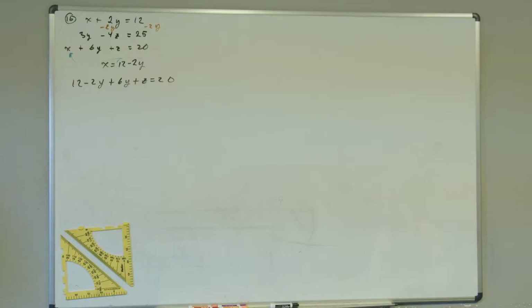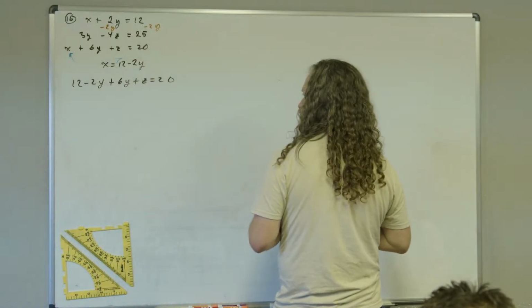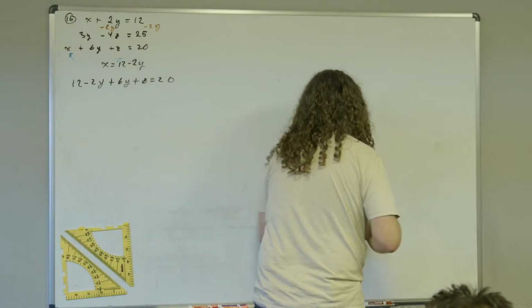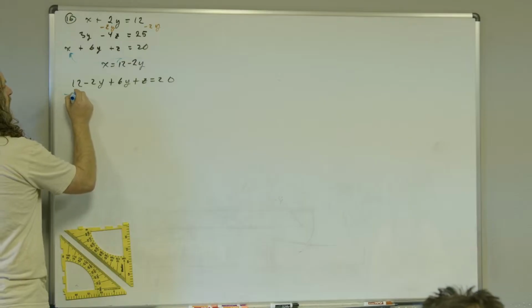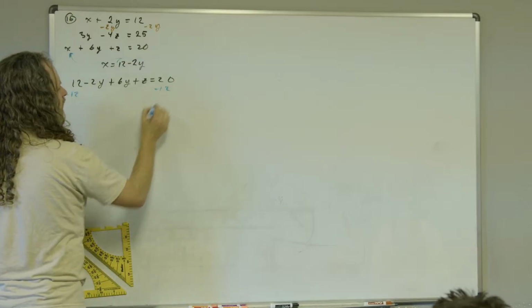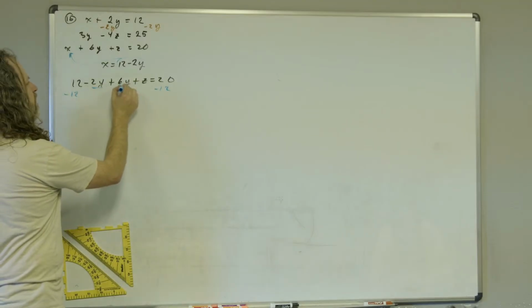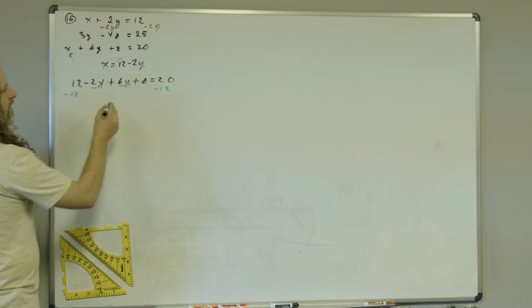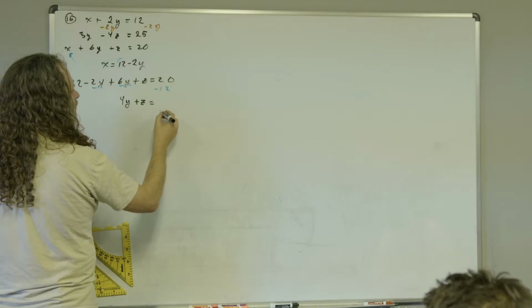Couldn't you combine like terms? We certainly could combine like terms. Where are they? The -2y and the 6y, true enough. We could also go ahead and subtract 12 from both sides, right? Get him with his buddy. And then we've got these like terms. -2y plus 6y is 4y equals 8.